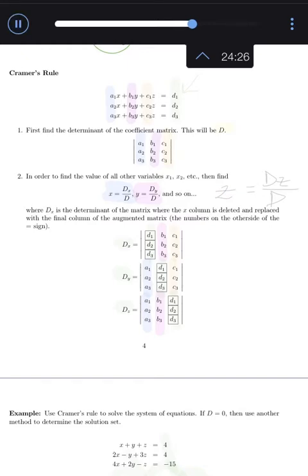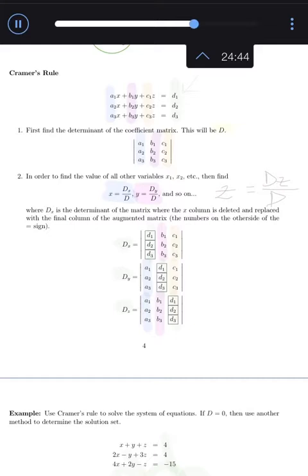Next, we have Cramer's rule. Cramer's rule gives us yet another way to solve a system of equations with 3 equations and 3 variables. It tells us to start by finding the determinant of a 3 by 3 matrix.